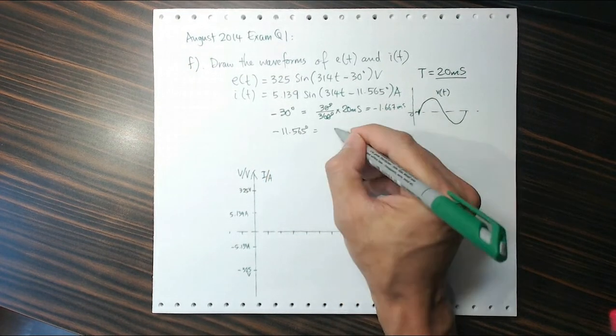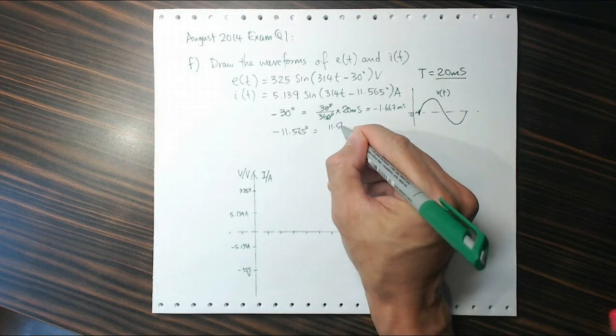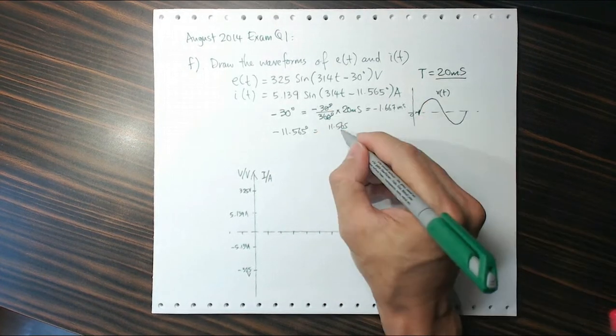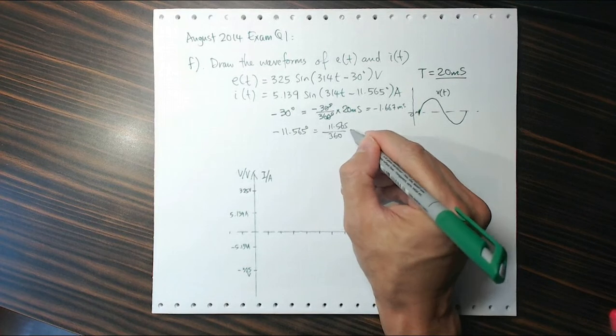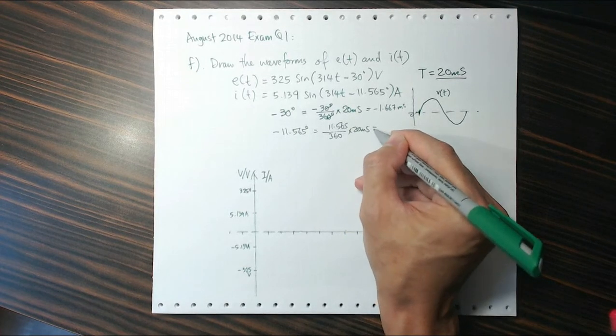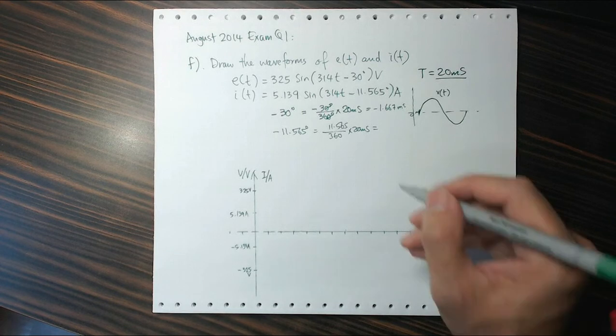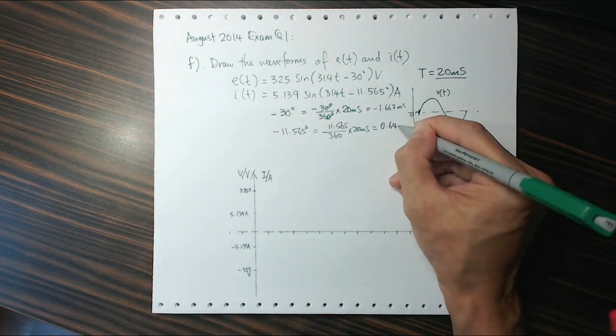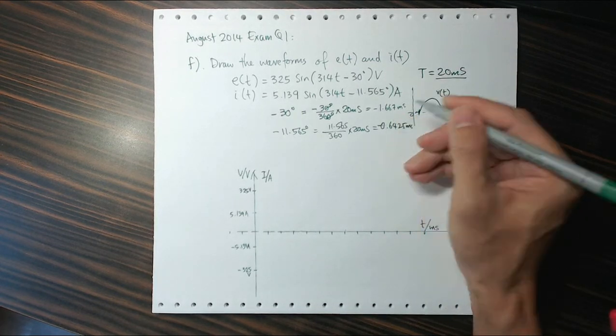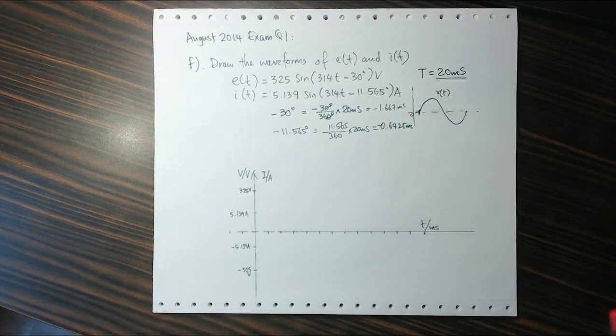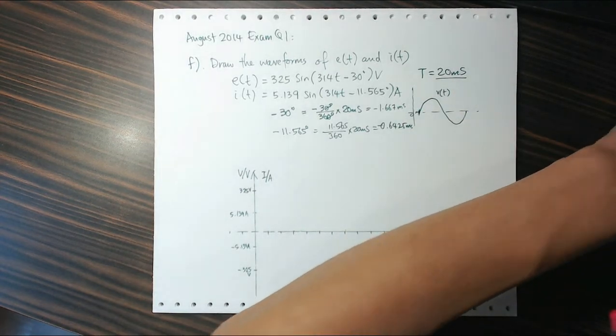Whereas for minus 11.565 degrees, I'm going to put the minus sign there: 11.565 divided by 360 multiplied by 20 milliseconds. That gives me 0.6425 milliseconds. Right. So now I'm ready to draw my two waveforms.